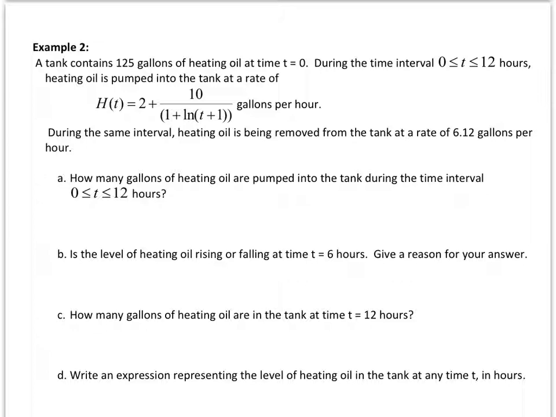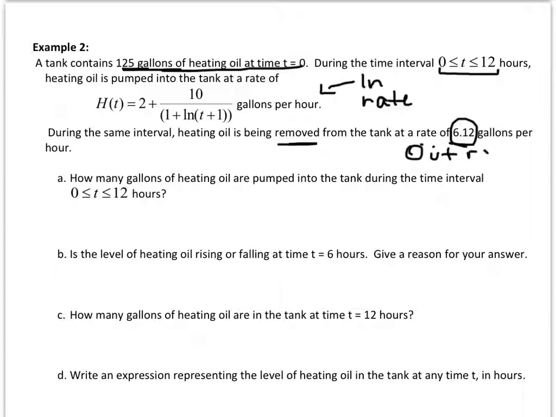Here's another similar problem, except there's more information given to us in the setup of the problem. I see that I have 125 gallons of heating oil at time 0. So that's given to me. I have a time interval given to me there between t is 0 and t is 12, and heating oil is pumped into the tank at a rate of, and so there's my in rate. During the same time interval, heating oil is being removed from the tank at a rate of. So here is my out rate.